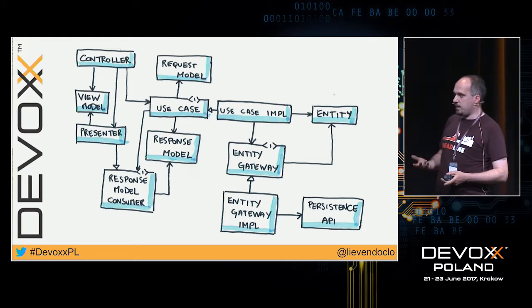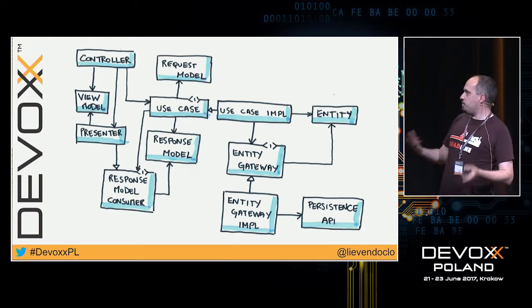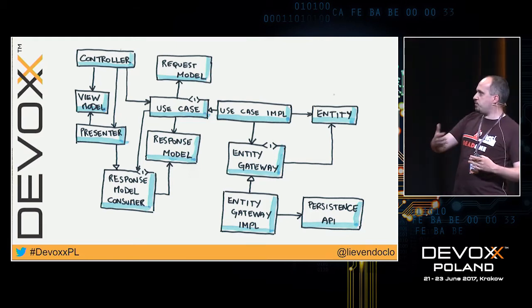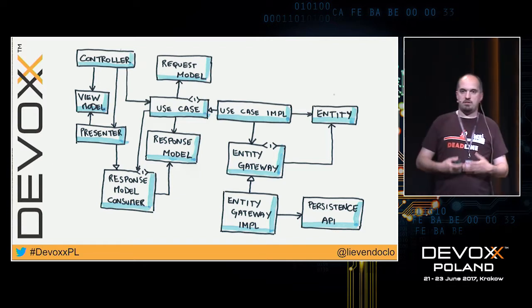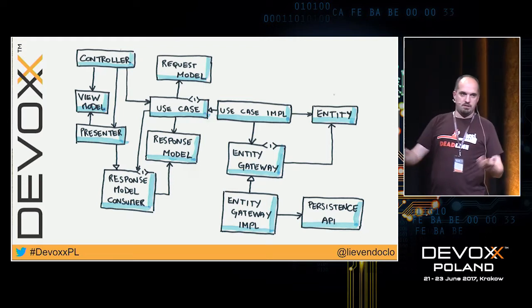So you've got your use case, and your use case is your business capability that is implemented by use case implementation, and that is exposed to the outside world through controllers. And the use case implementations use entities and entity gateways to make sure that they get persisted to the outside world.